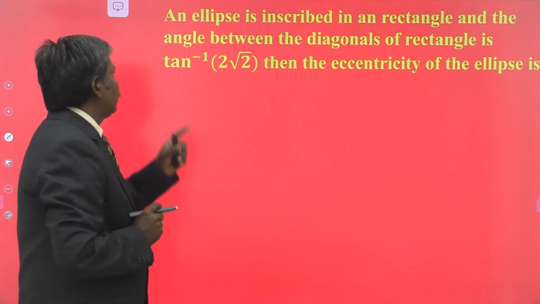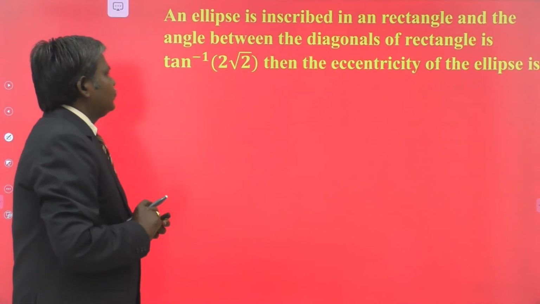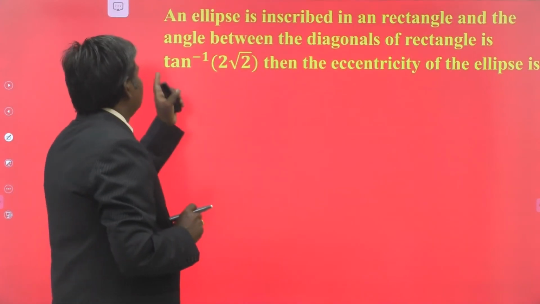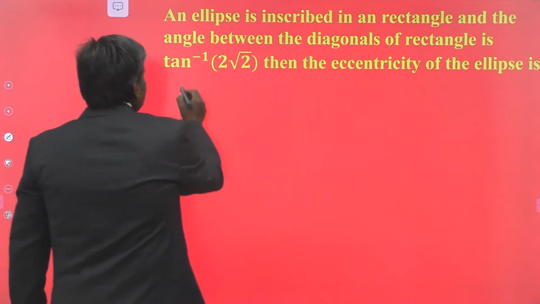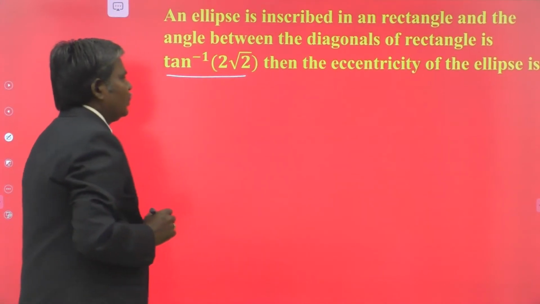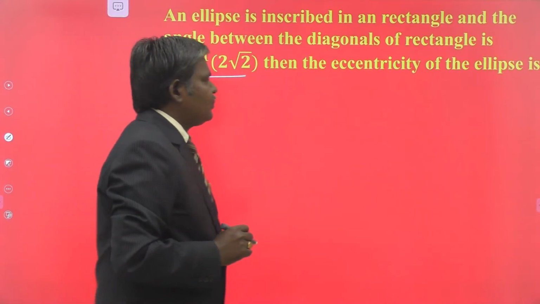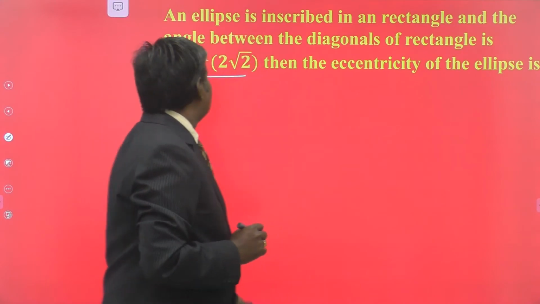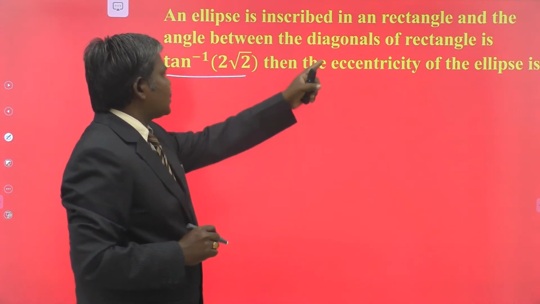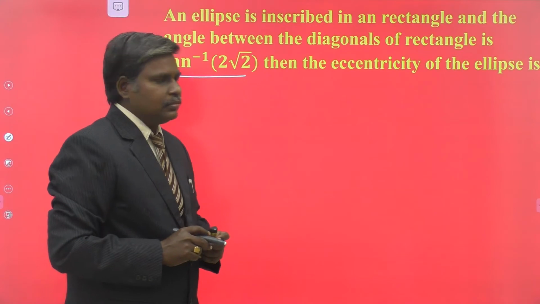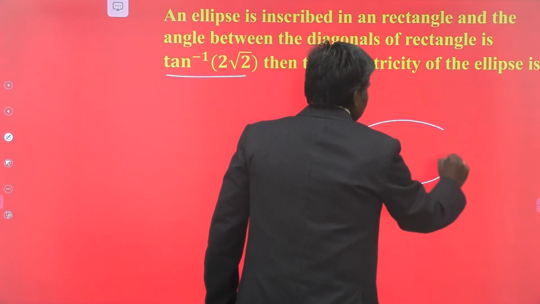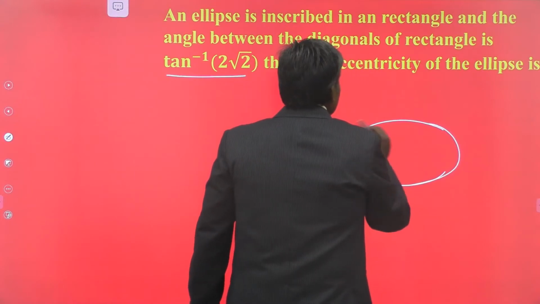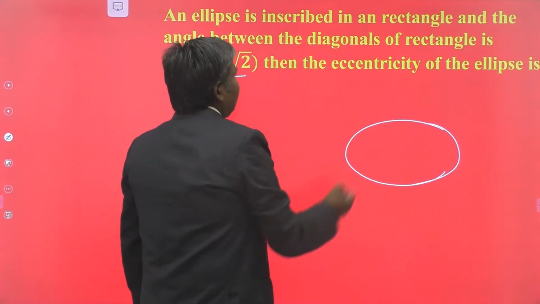This is the question. An ellipse is inscribed in a rectangle and the angle between the diagonals of the rectangle is tan inverse 2 root 2. Then the eccentricity of the ellipse is what? What is given to you? An ellipse is inscribed in a rectangle. So consider this is an ellipse which is inscribed in a rectangle.